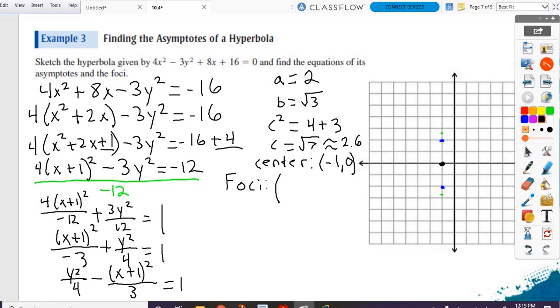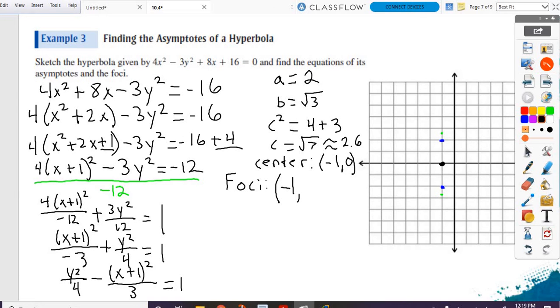So if I'm going up and down from my center, am I changing my x value for my foci from my center? Do we all see what I'm talking about? If they all line up vertically, they all have to have the same x value. Agreed? Okay.